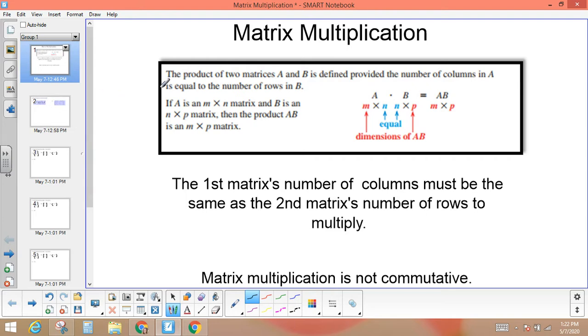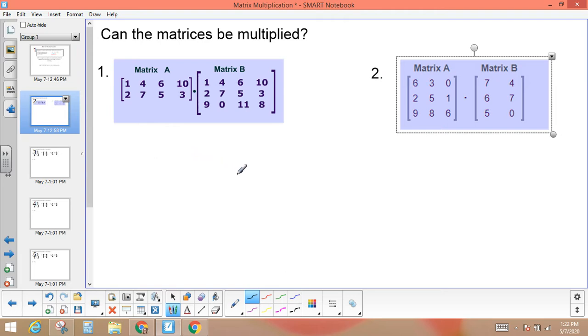Okay, I was making sure that I covered everything that was in here, and I did. Okay, so the first thing we need to be able to decide is just, can I multiply? So on these two examples, we're not actually going to multiply. We're just making the decision, can these be multiplied? So to make that choice, you're going to look at the first matrix and think about its dimensions. Well, this has 2 rows and 4 columns. So this is a 2 by 4.